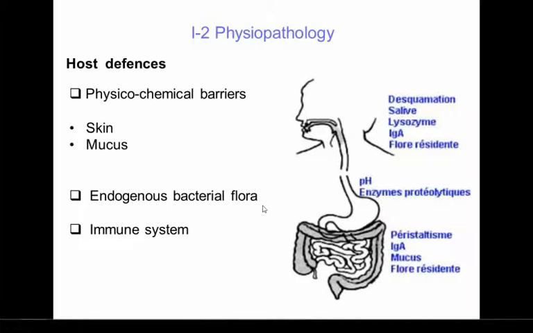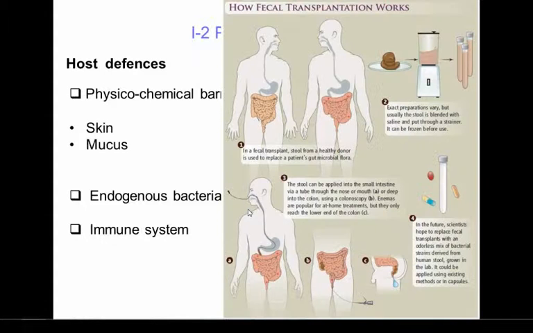So some people have had the great idea to think, okay, if the problem is that they have a defective gut bacteria, and that's why they get infected, maybe we can put normal gut bacteria back into them, and it can be a treatment. So this is the idea behind what's called the fecal transplant.